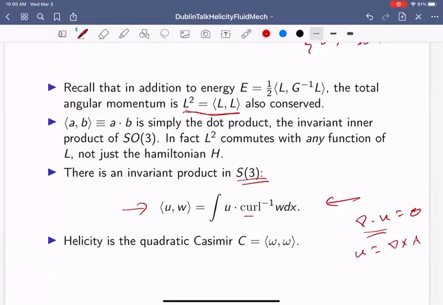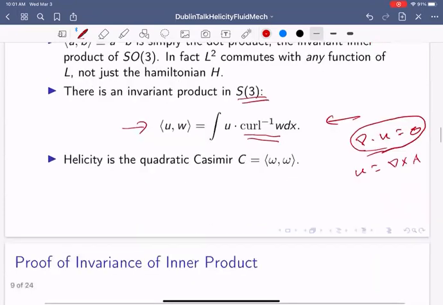So I will call that curl inverse. Curl inverse is the solution to the equation that the curl of W is equal to something. So curl inverse is a sensible thing given some boundary conditions. Now, I argue that curl itself is a symmetric operator. So its inverse is a symmetric operator as well, essentially by integration by parts. And now the integral of U dot the inverse of the curl times W is a bilinear form on the Lie algebra of divergence-free vector fields.